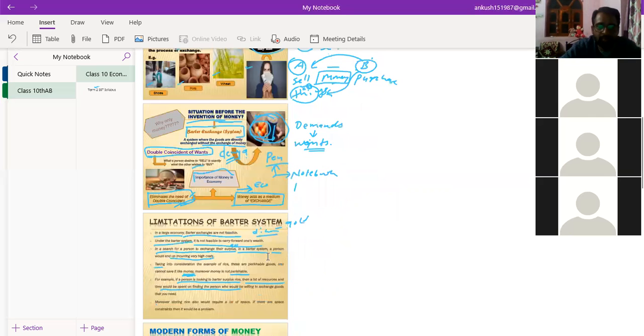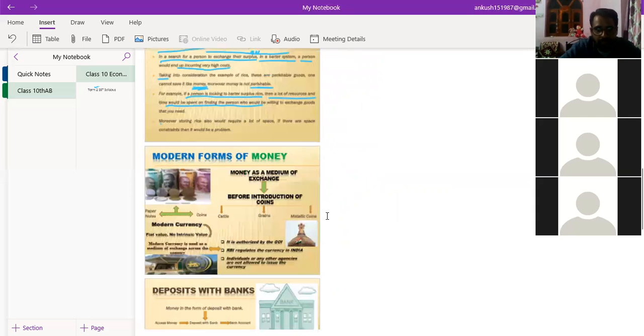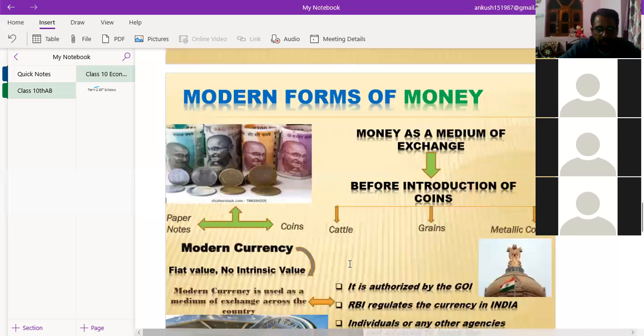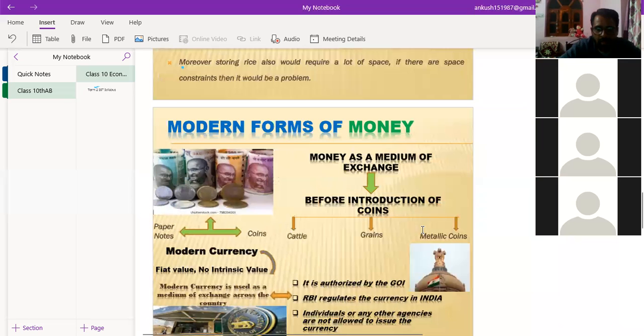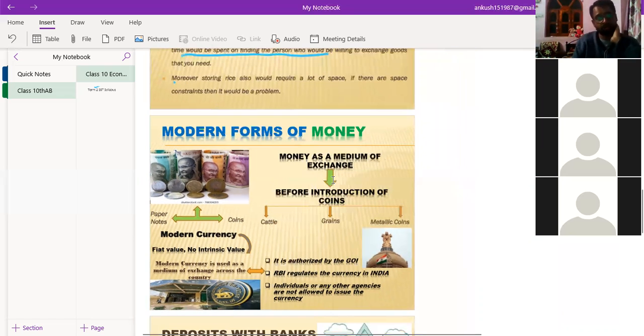So let us then move to the next topic. That is modern forms of money. Okay. Are you finding the slides very easy or difficult to understand? They're easy, sir. They're fine. Yes, they're good. Okay. So, modern forms of money.